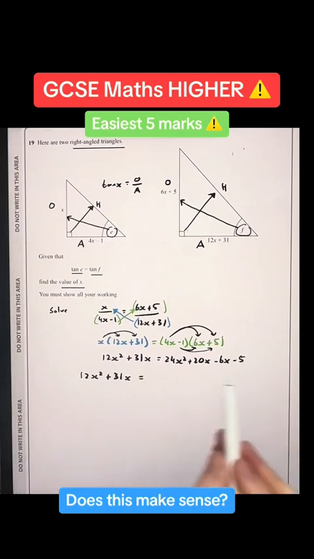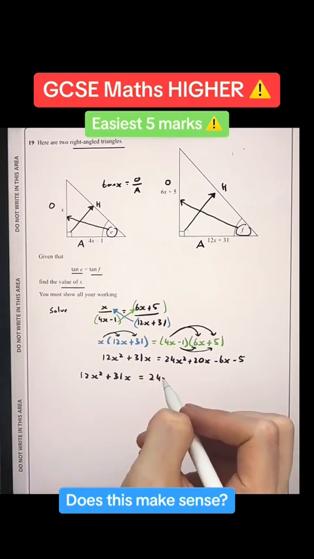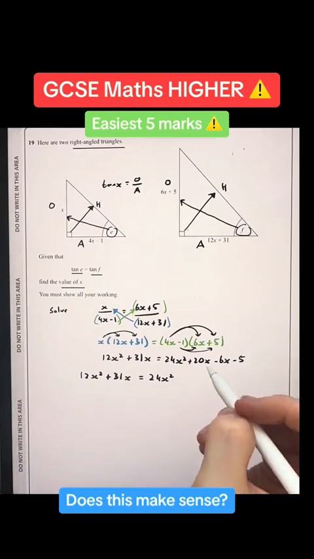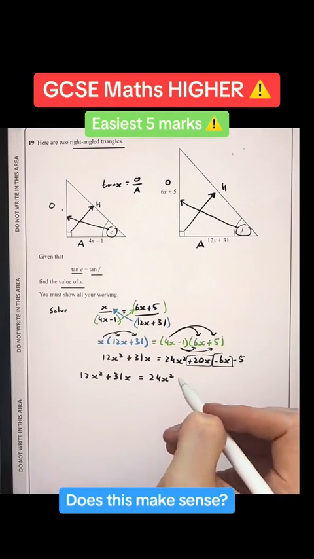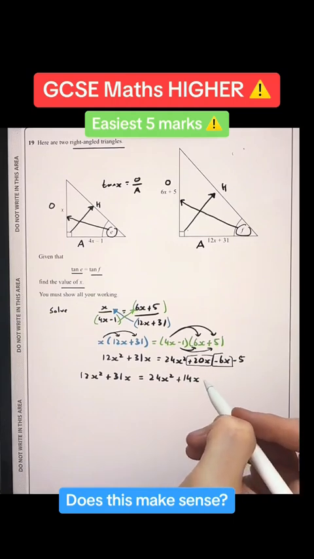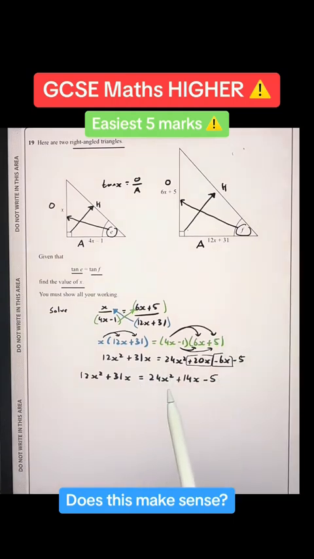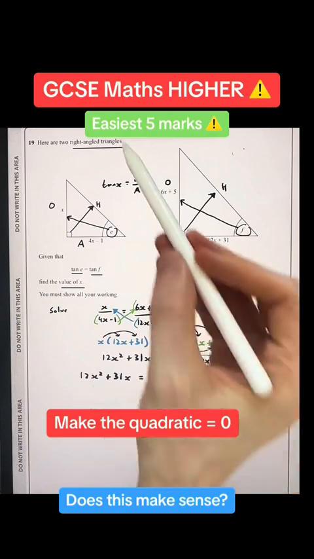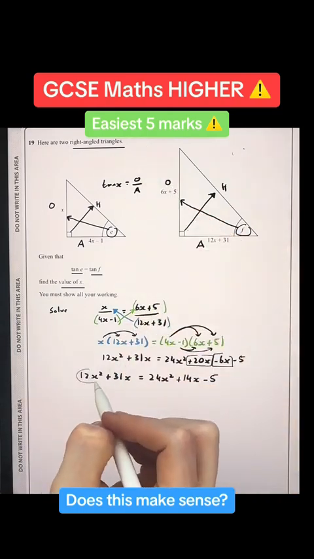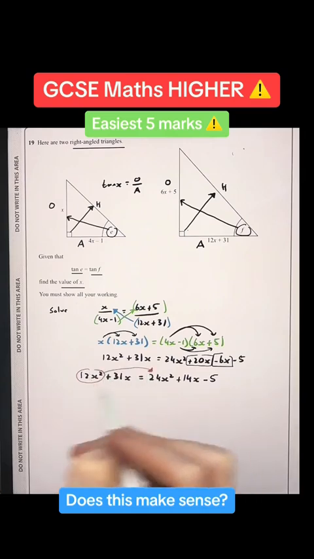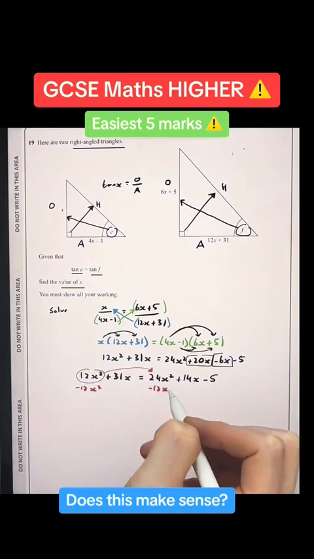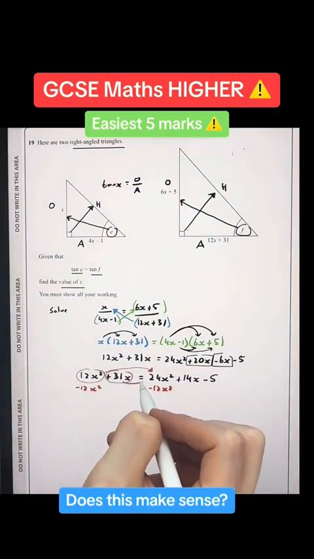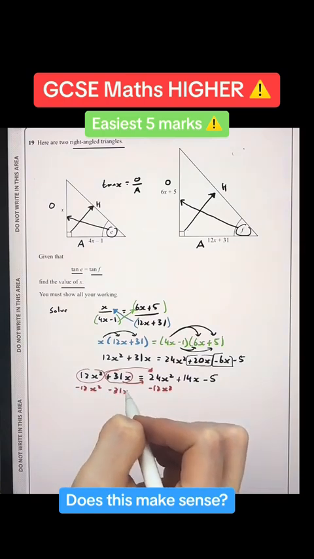Simplifying, i.e. collecting like terms on the right-hand side. I've got 24x squared, no other term ending in x squared. I've got plus 20x, subtract 6x. They're like terms, they both end in single x. Well, 20 subtract 6 will give us plus 14 lots of x. And I've still got negative 5. As I've got more positive x squared on the right, I'm going to bring every term across to the right. If you move a term across an equal sign, it changes sign. So the opposite add 12x squared is subtract 12x squared from both sides. Likewise, the opposite add 31x is I'm going to subtract 31x from both sides.